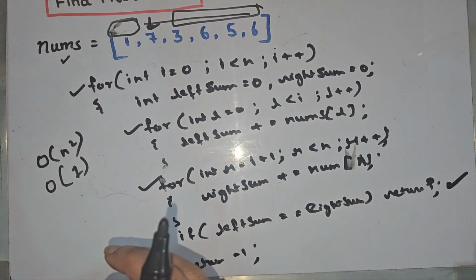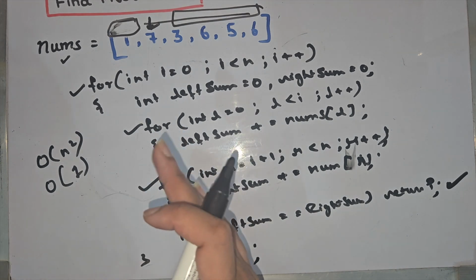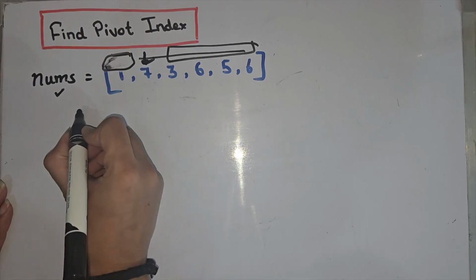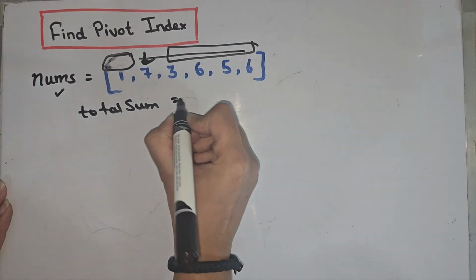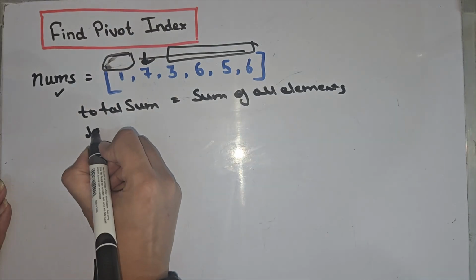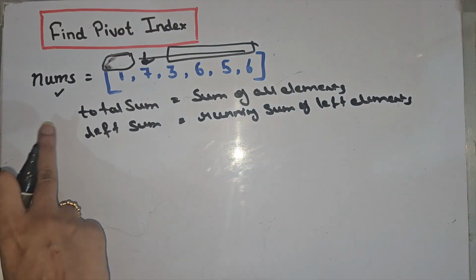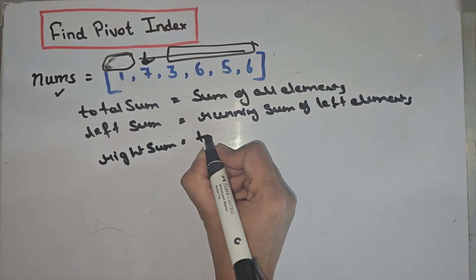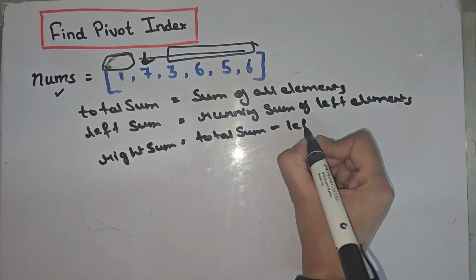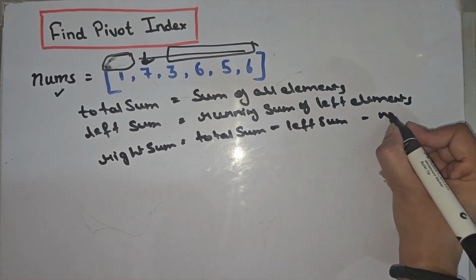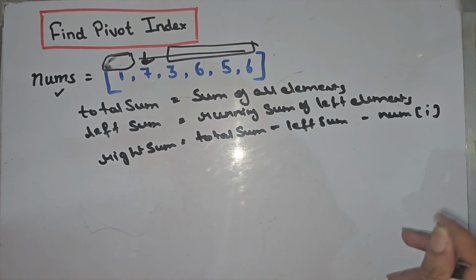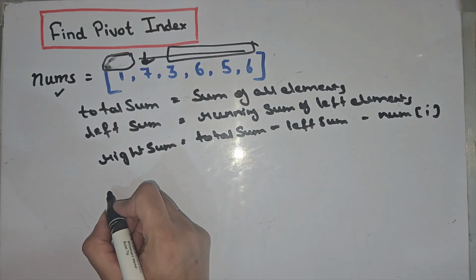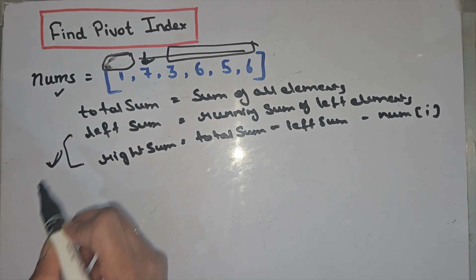and a left sum, which will be the running sum from the left. Let me explain it. We will have a total sum, which will be the sum of all elements, and a left sum. From these two, we can derive the right sum. So right sum will be total sum minus left sum minus whatever is the current index, because we are not including the pivot index. And then we will check if left sum and right sum are equal or not.